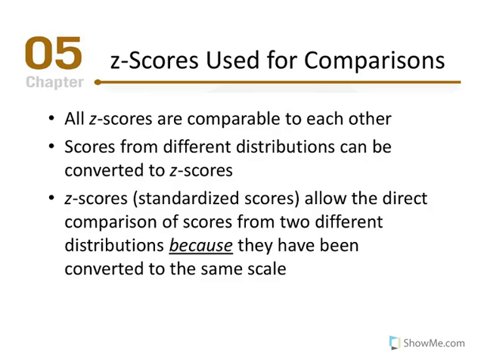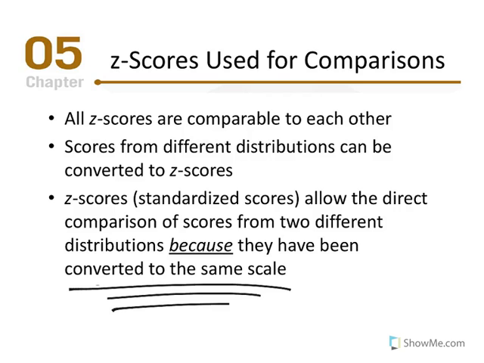So again, to review, z-scores are used for comparison. All z-scores are comparable to each other, because they've been standardized and are all expressed as standard deviation units from the center. Scores from different distributions can be converted to z-scores, allowing us to make comparisons. Z-scores allow the direct comparison of scores from two different distributions because they have been converted to the same scale. Very important. So again, it's like taking apples and oranges and converting them into pears. We're taking two or more distributions that are very different in terms of their means and standard deviations and placing them on a common distribution so we can make comparisons.